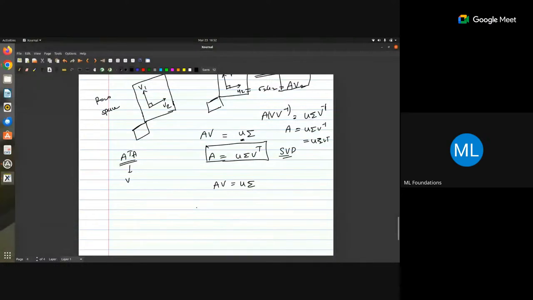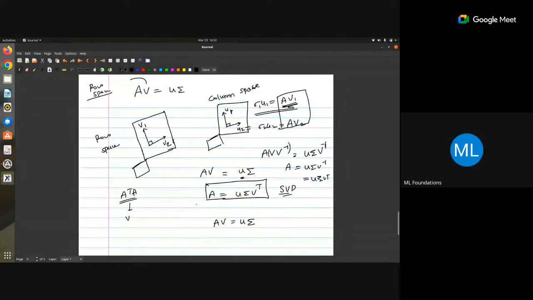Okay. So, but I think not that much is important here. Just this relation is important: AV equals U sigma. Because now, if I wanted to consider row space and column space, then this question will get much longer. So currently, this is not needed.